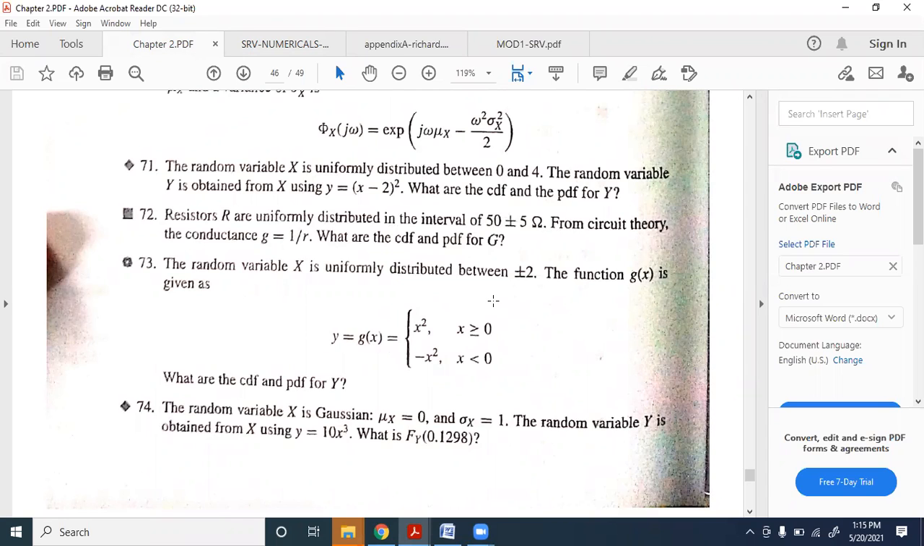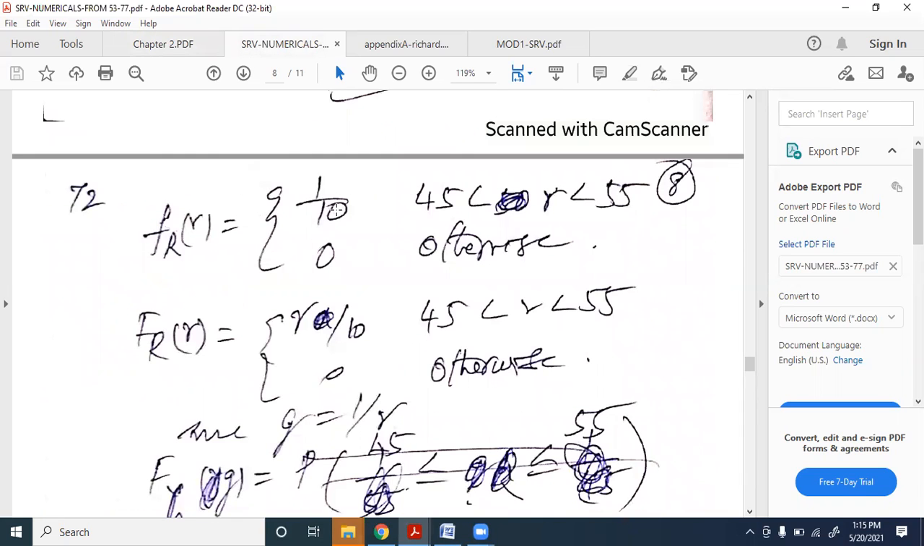And that means the length of that will be 10. So height should be 1 by 10. Length of that should be 10. Therefore, height should be 1 by 10. That is why we have here the value 1 by 10, and this is within the range 45 to 55 and 0 otherwise.